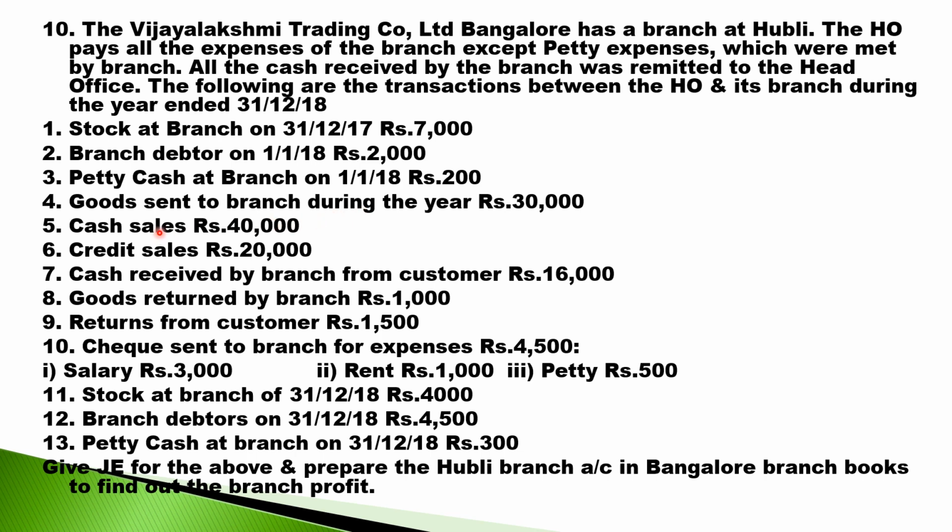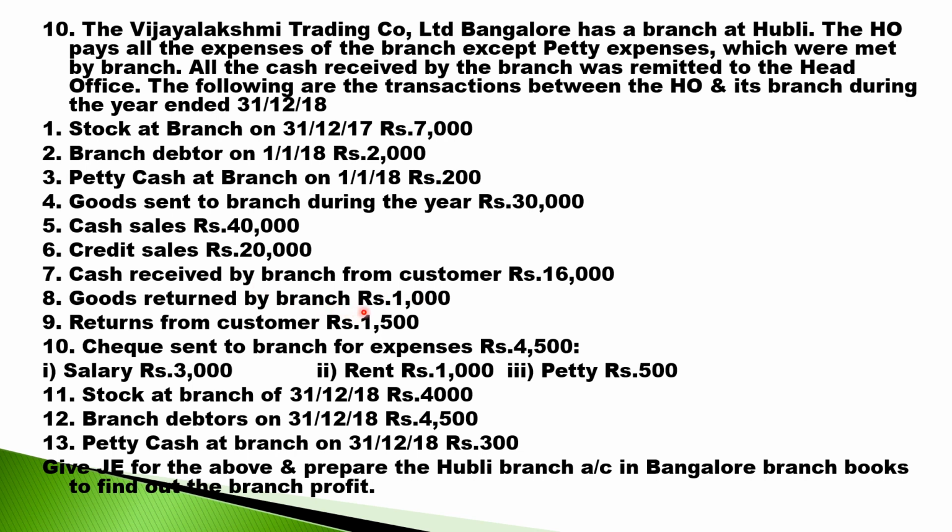Cash sales will come in credit side because whatever cash the branch receives should be remitted to head office. Credit sales, I mean, will come in debtor account, not in branch account. Cash received by branch from the customer is nothing but cash received from debtors, 16,000, will come in credit side. So this amount should be paid back to head office.